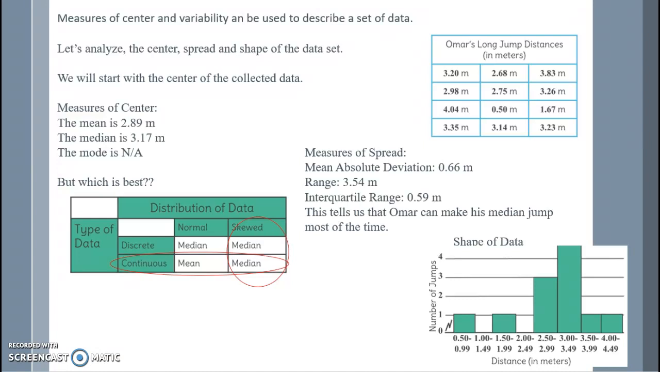Let's look at the data set as a distribution. I see that the majority of my data lands between 2.5 and I would probably say 3.99. And if I were to draw the shape of our data, I see that our data is certainly skewed to the left.